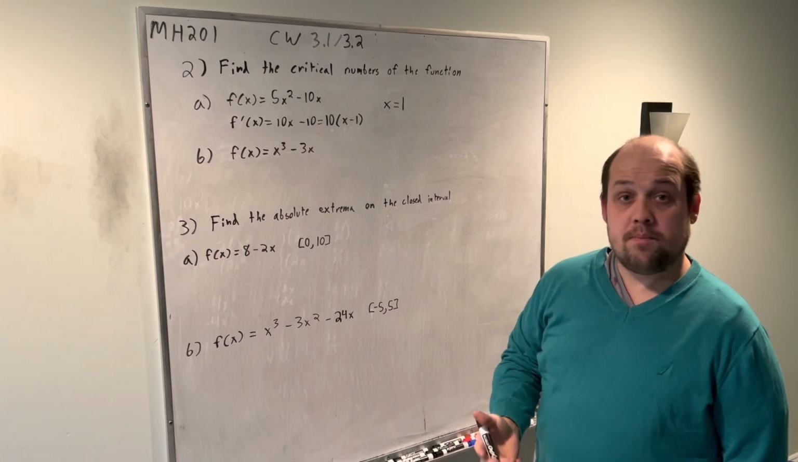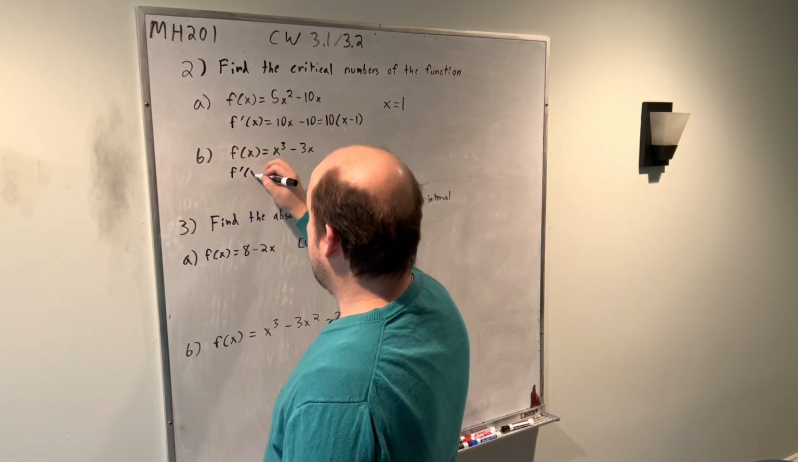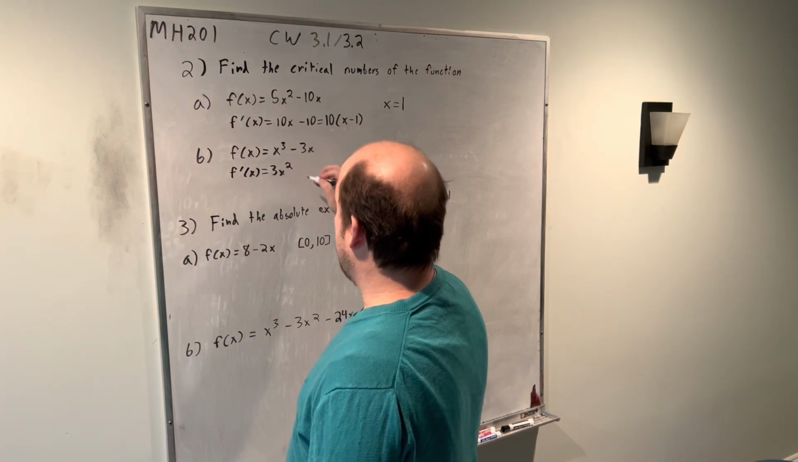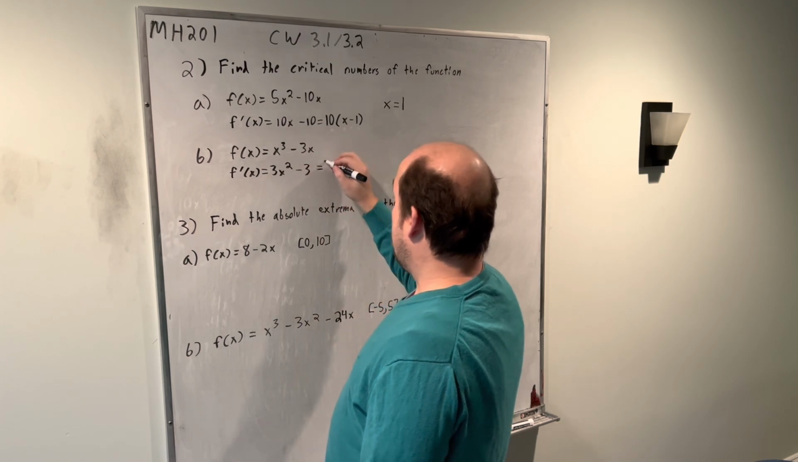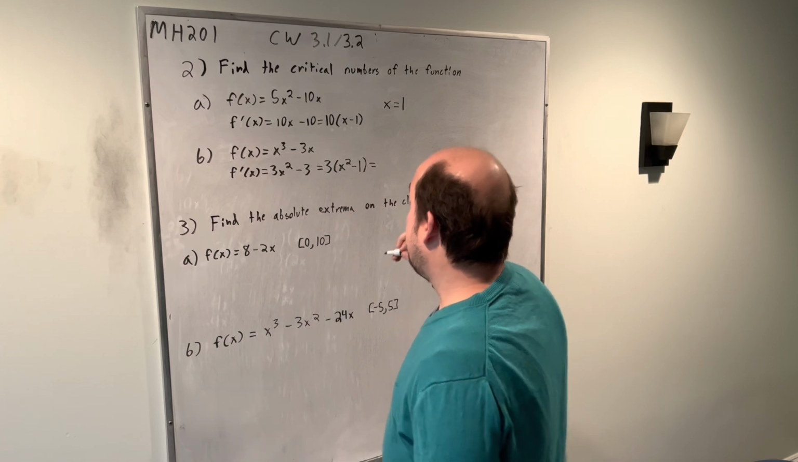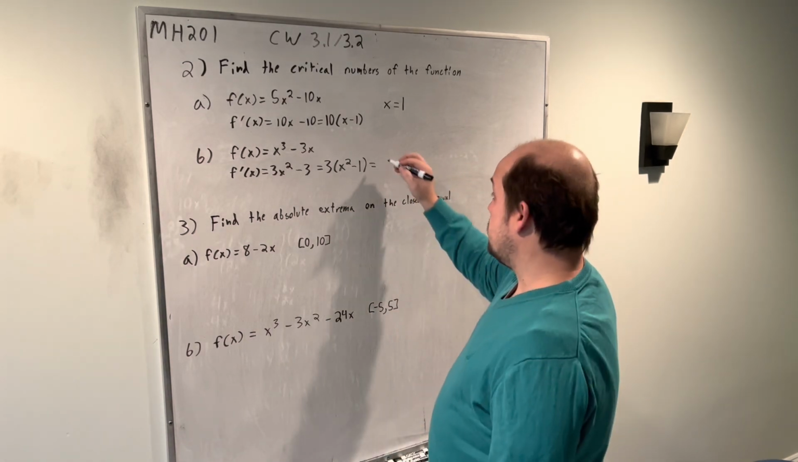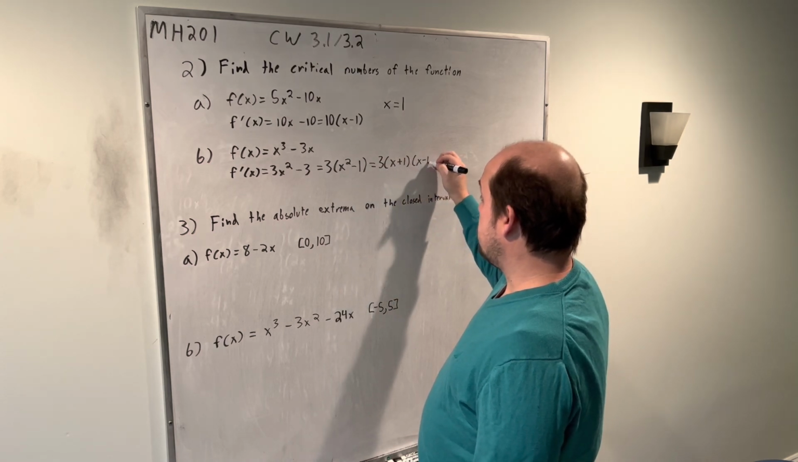When I try part B, I again begin by taking the derivative of the function, f prime of x. When I do that, x cubed becomes 3x squared, and -3x becomes -3. I can factor out the 3 to make it x squared minus 1, and then hopefully I recognize x squared minus 1 as a difference of squares. The difference of squares can be factored as x plus 1, x minus 1.